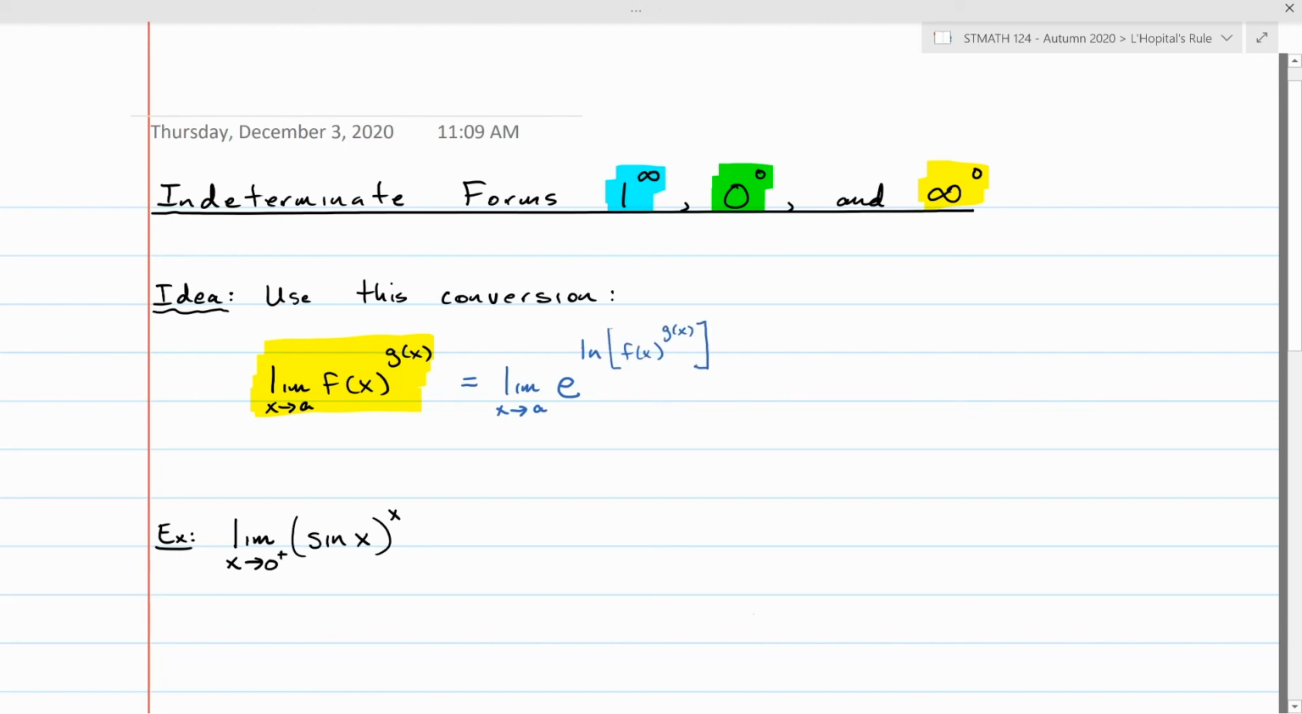We know there's a property of natural logs that says that when you take the natural log of something that has an exponent, you can bring the exponent down in front of the logarithm. And so you can write this as e to the limit as x goes to a of g of x times natural log of f of x. So if we can evaluate this limit in blue, then the answer to the original question will be e to whatever that limit is.